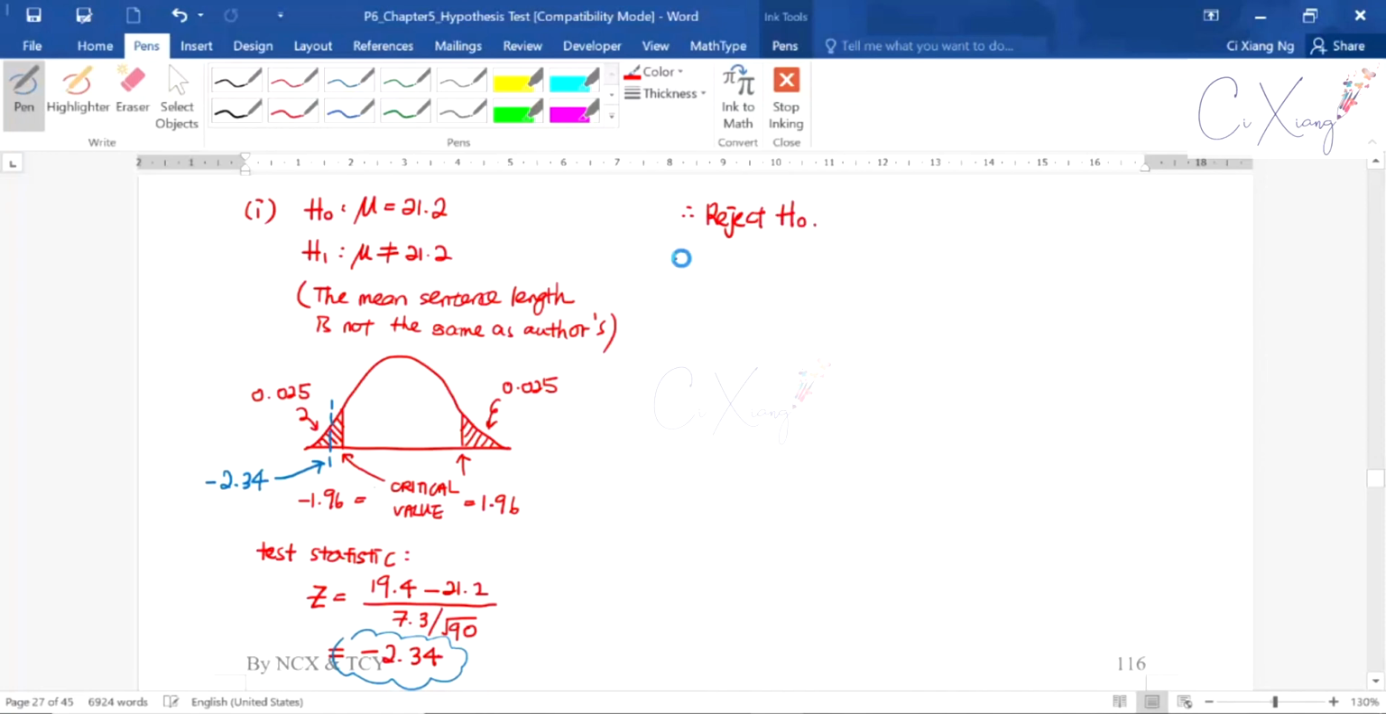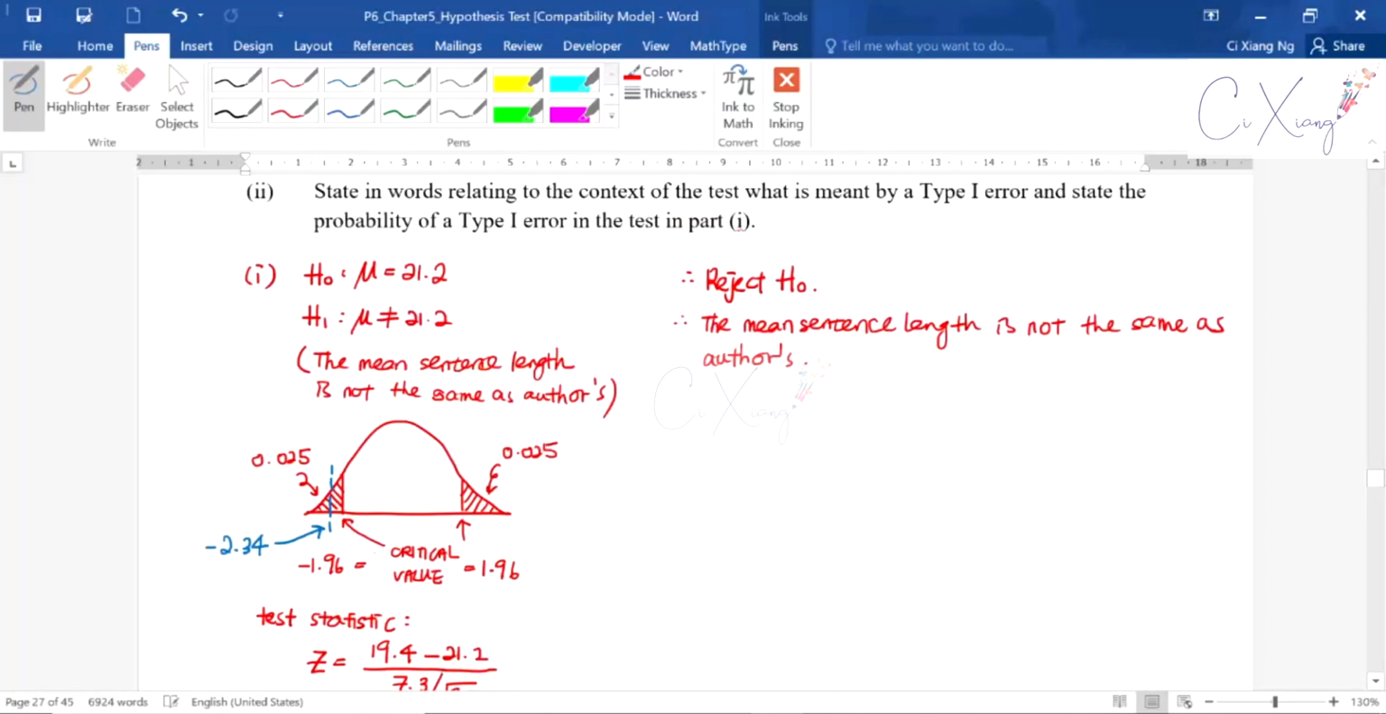Which means what? When you reject the null hypothesis, it means that the mean sentence length is not the same as the others. So this is what you have for part 1. You carry out a test by using normal distribution. I hope that you still remember all the detailed steps here. Now let us proceed to part number 2 in this example.